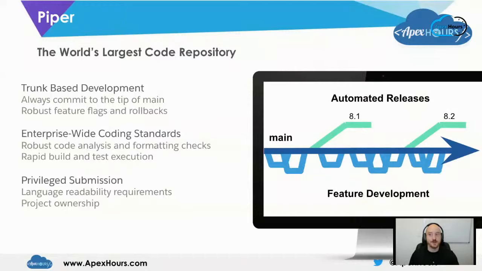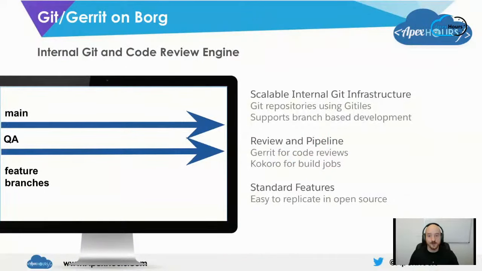Another methodology that we use is very familiar to folks. It's called Git, and we have an internal code review engine called Gerrit that runs on our server infrastructure, which is called Borg. So some of these terms that we might be discussing today are Git, Gerrit, and Borg. But this is just an internal scalable Git infrastructure that supports multiple bespoke Git repositories and branch-based development.